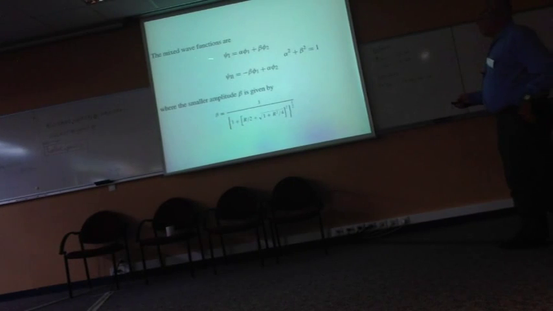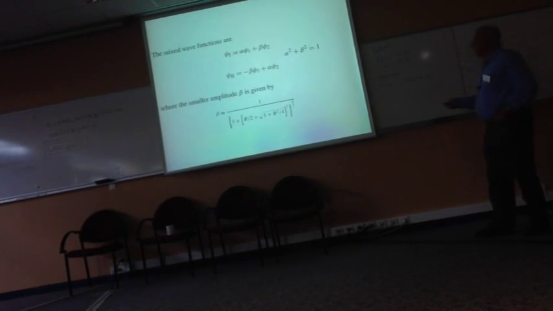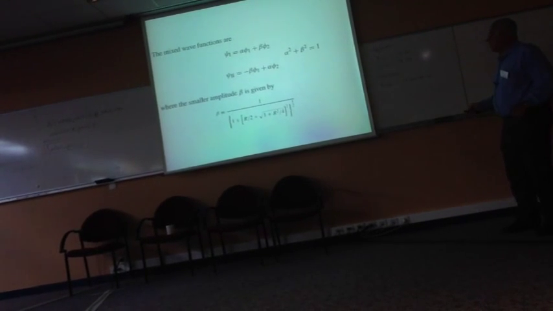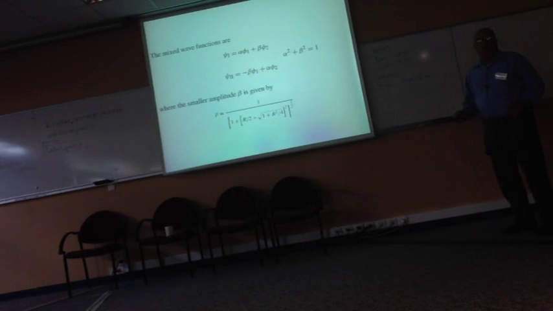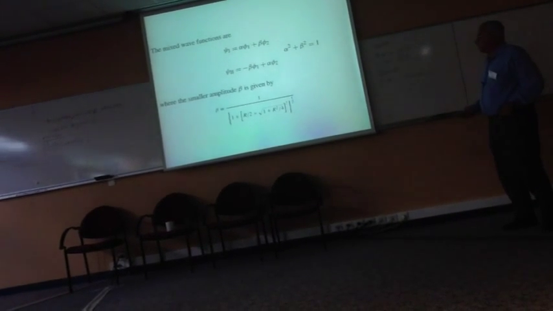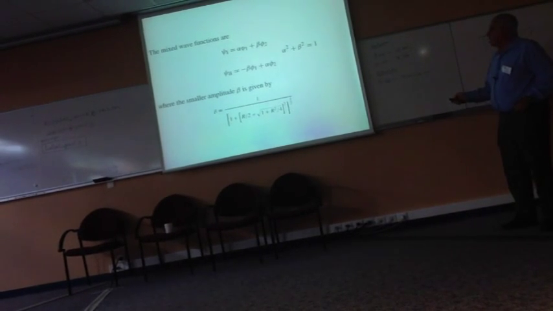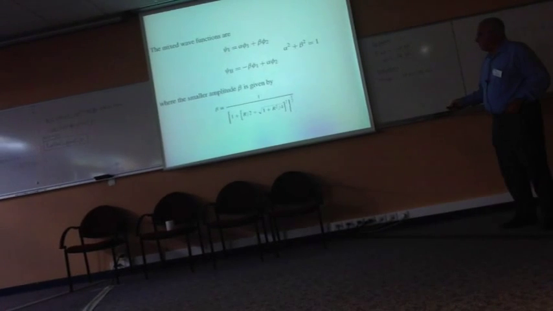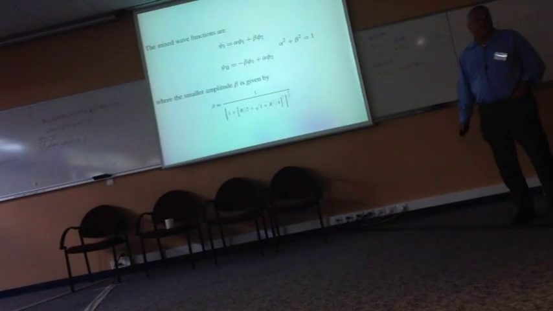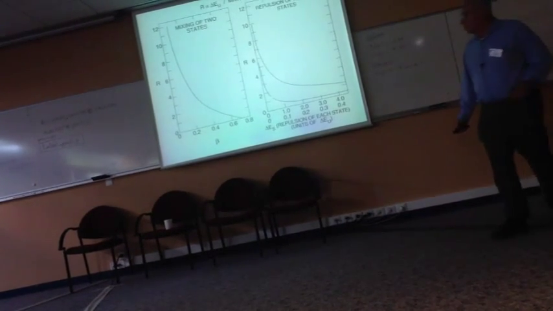The mixed wave functions, psi 1 is going to be a linear combination of the two unperturbed wave functions with coefficients alpha and beta. Psi 2 will be the orthogonal mixture, minus beta phi 1 plus alpha phi 2. I have to have alpha squared plus beta squared equals 1. And this smaller amplitude beta is given also in terms of R by this expression. And now you can make universal plots.